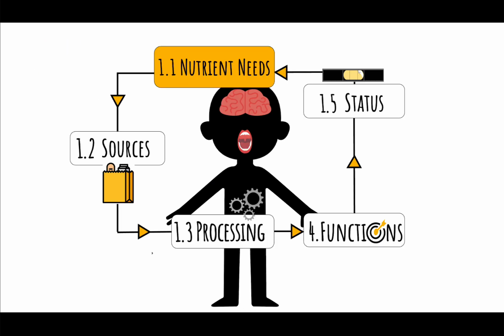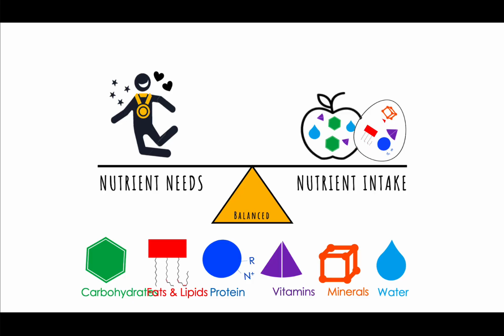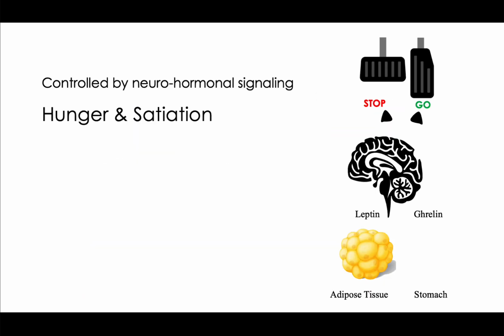So we're going to start with nutrient needs. And these are the biological and psychological factors that drive our nutrient intake. So nutrient needs and nutrient intake are ideally balanced, right? And these are typically run very biologically by hormones and by what we like to call a gas and brake pedal system. So there they are.